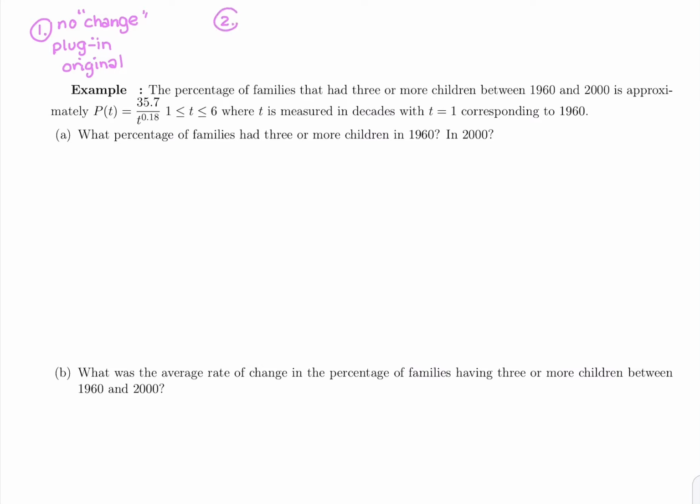Our second option is if it says average change. We have our formula for slope, f of b minus f of a over b minus a. There's our slope formula. Instant change is even faster. We're going to take the derivative and plug in whatever x or t value or what we have.